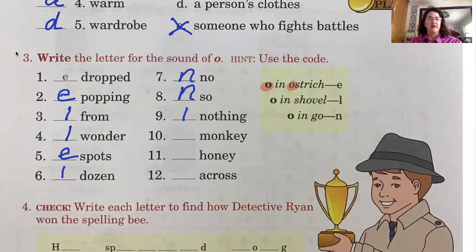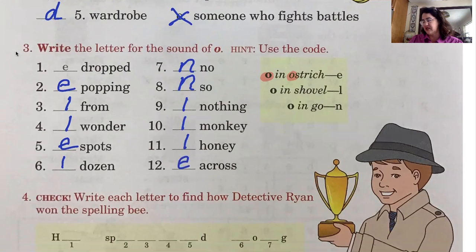Good work. And then we have the word monkey. Monkey. Bradley, what's your code for that one? It's also an L. Good job. Then we have the word honey. Honey. It's the "uh" in shovel. L. And then we have across. That's right. It's the "ah" in ostrich. It's an E. Let's go ahead and do number 4.